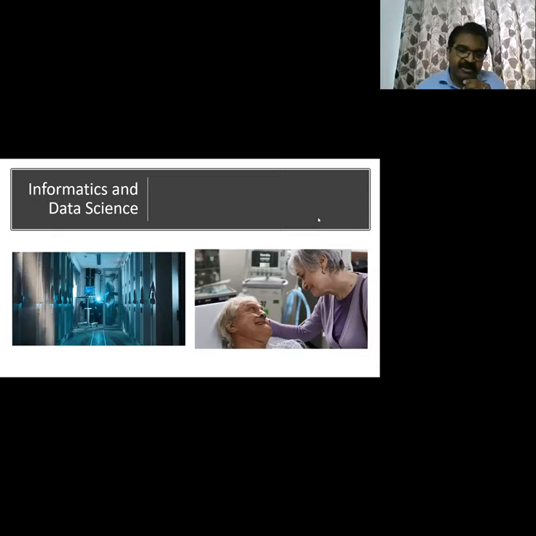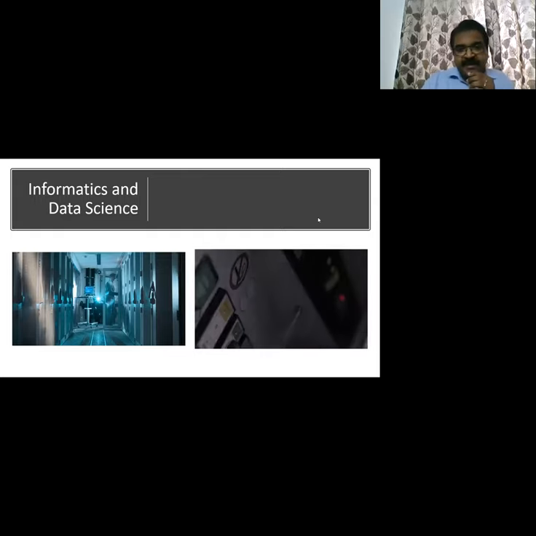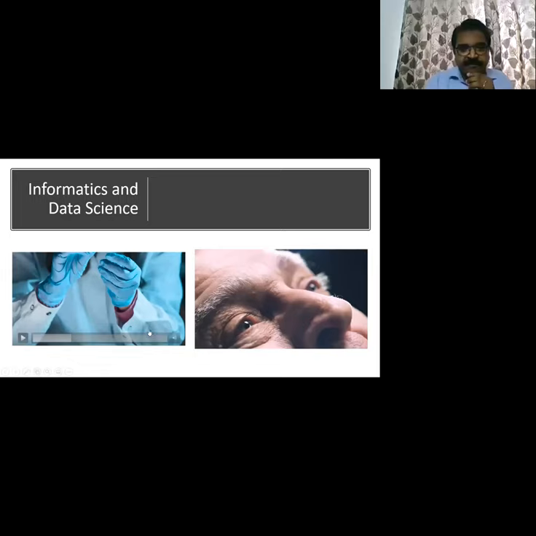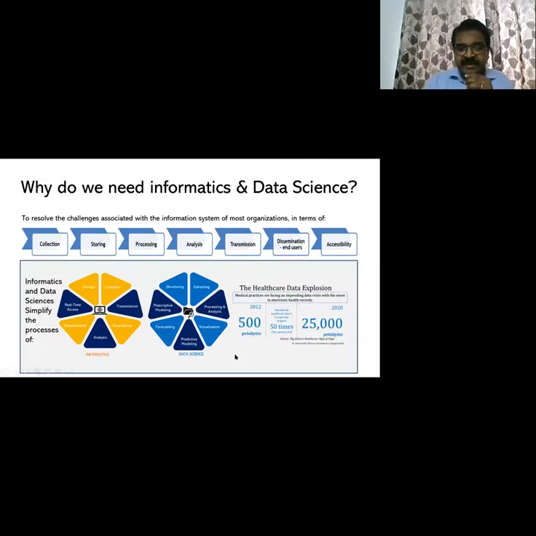Not only the healthcare team, but also the normal individual reaching the healthcare facility expects some kind of information system. Why doesn't this hospital have one? Why is it taking so much time to provide me such data, or my patient's data? That is where the importance of informatics and data sciences comes in.